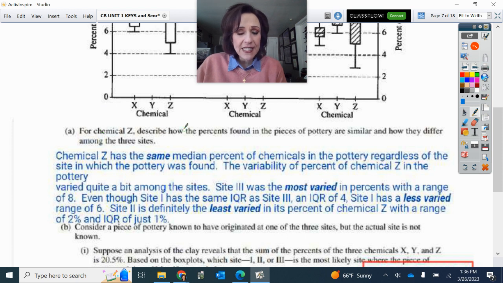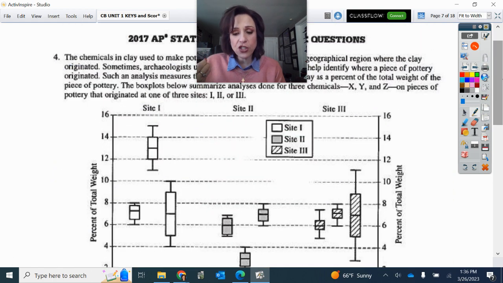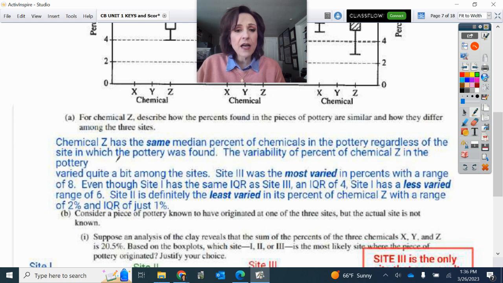For chemical Z, describe how the percents found in the pieces of pottery are similar and how they are different. So remember, when we would describe the distribution, we would be talking about shape, outlier, center, and spread. So those are the ideas that you want to talk about comparing when we're discussing this.